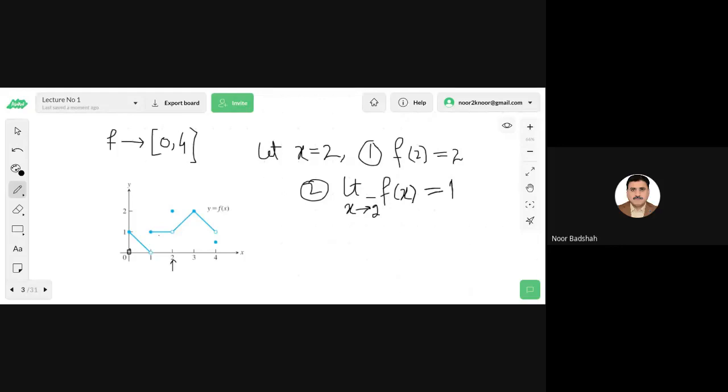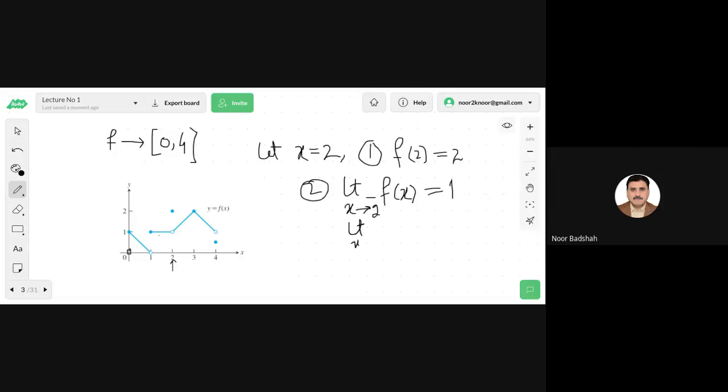In a similar way, if we find the right hand limit, approaching this point from the right side, you don't need to take the values, you just need to take the direction. If you approach 2 from the right side, the graph is going towards this point. And this point is again what? It is 1. So from here we can conclude that the right hand limit is also equal to 1.